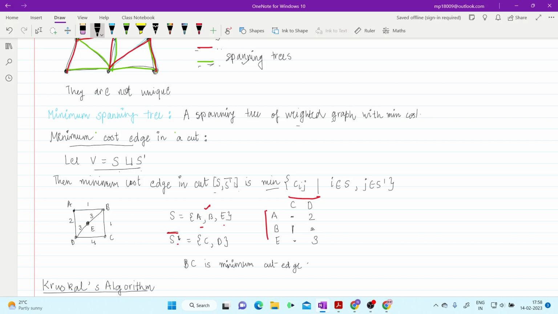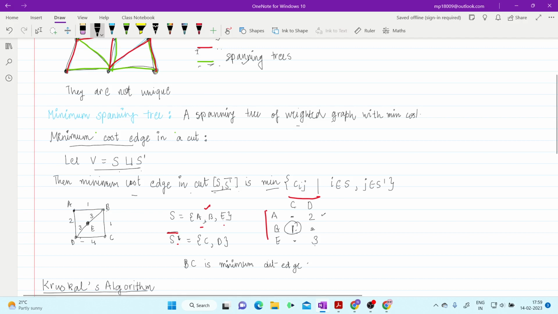So we can see this. What are the possible edges from ABE to CD? If this is the first cut and this is the second cut, we only have three edges. First is AD, which has weight 2. The other possible edge is BC, which has weight 1. And another edge is ED, which has weight 3. So we see that BC has the minimum weight. So the minimum cost edge in this cut will be BC.